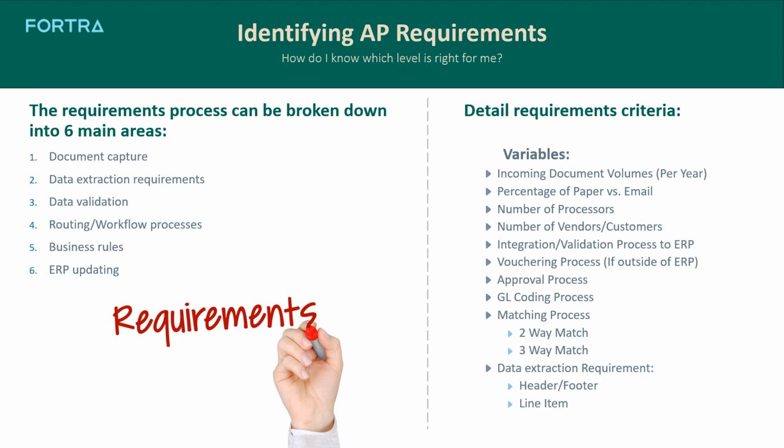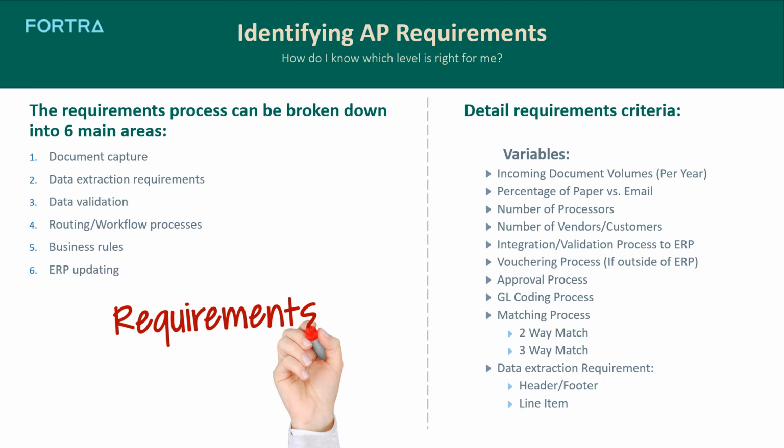Vouchering processes, how does that happen inside of your ERP system? How do we need to feed that information to it? Approval process, this is a big one. Inside the organization, are there different departments? Are there different locations? Are there different stages or approval limits, depending on values and stuff like that, or by vendors? How does that process work? GL coding process, is GL coding done in the ERP system by AP? Is it done by the user doing the approvals? How does that process work?